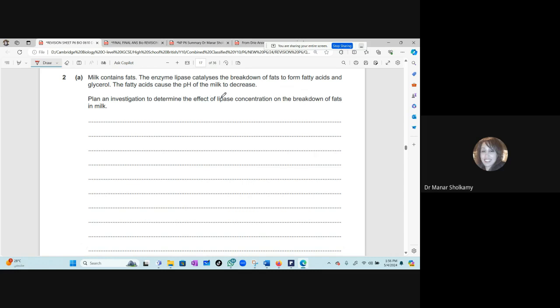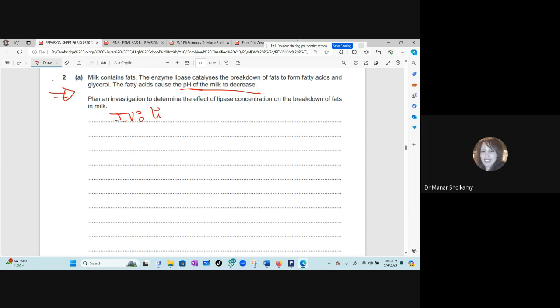Plan an investigation to determine the effect of lipase concentration on the breakdown of fats in milk. The enzyme lipase breaks down fats to form fatty acid. Now, this is a very tricky question, and the fatty acid caused the pH of the milk to decrease. This was an independent question. It did not come after a particular investigation, so you don't have an older investigation to use as an example. Who will answer? I know very well you will tell me the independent variable correctly. What's the independent variable? Lipase concentration.